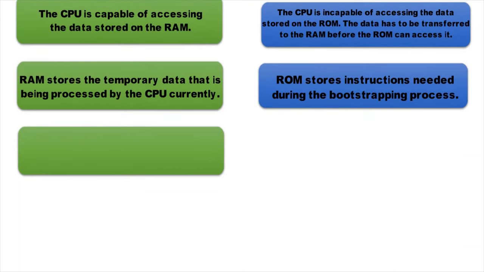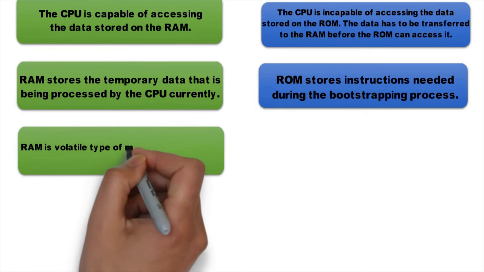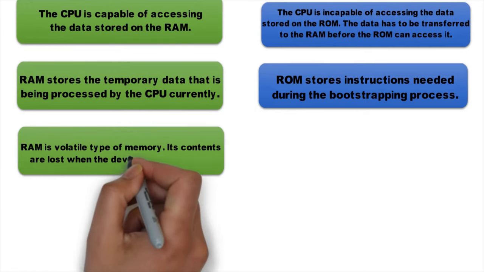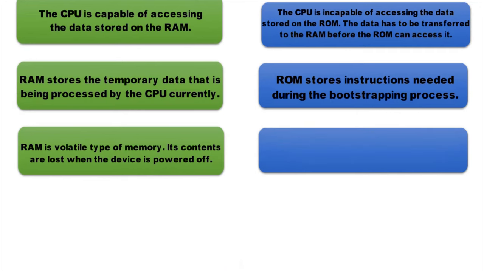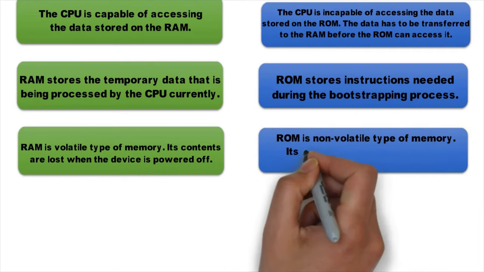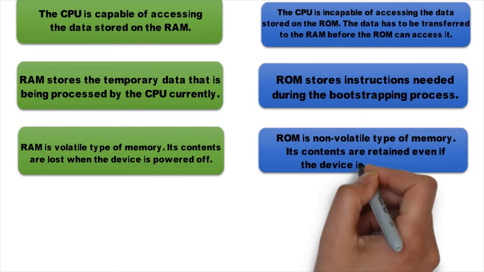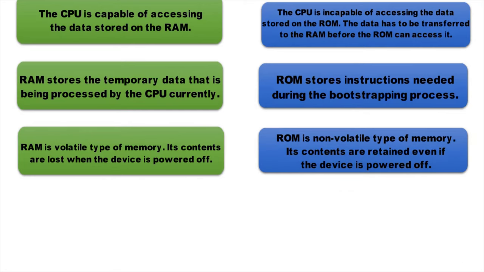In terms of volatility, RAM is a volatile type of memory. Its contents are lost when the device is powered off, while ROM is a non-volatile type of memory. Its contents remain even if the device is powered off.